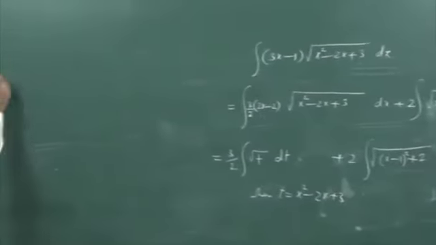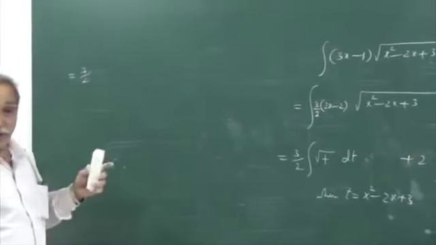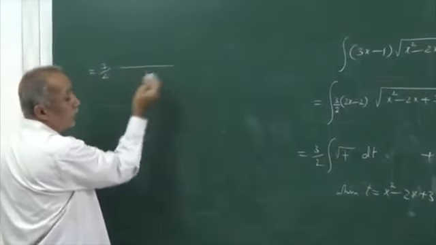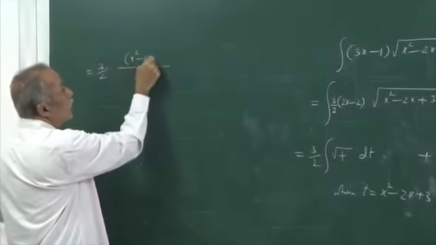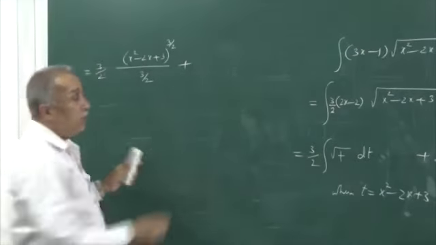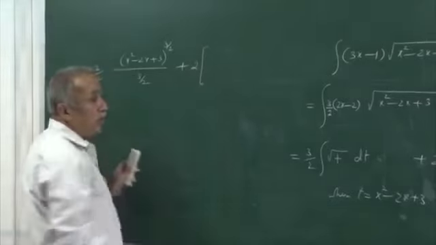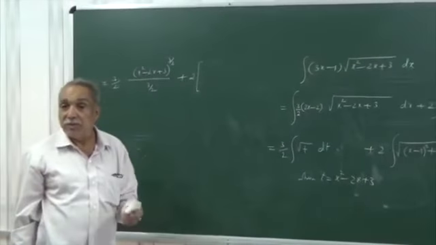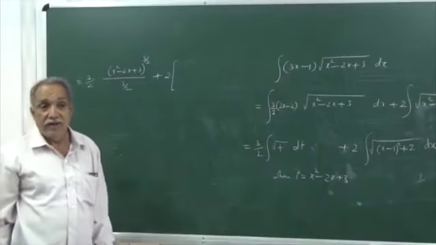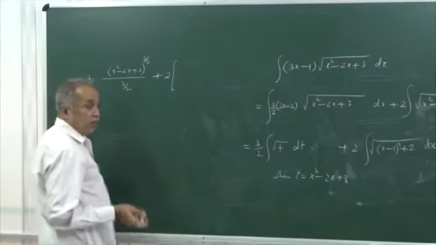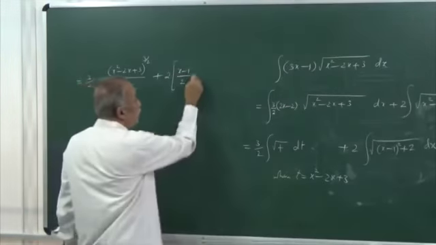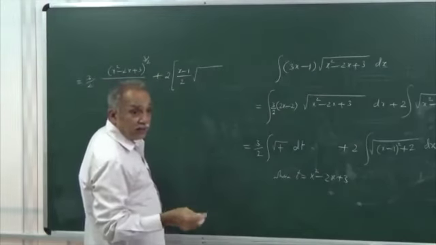The first part, 3 by 2 into the integral of t to the power half, t to the power 3 by 2 divided by 3 by 2. The second part, integration of a function of the form root t square plus a square. It is t by 2, where t is x minus 1, by 2 into root of t square plus a square.